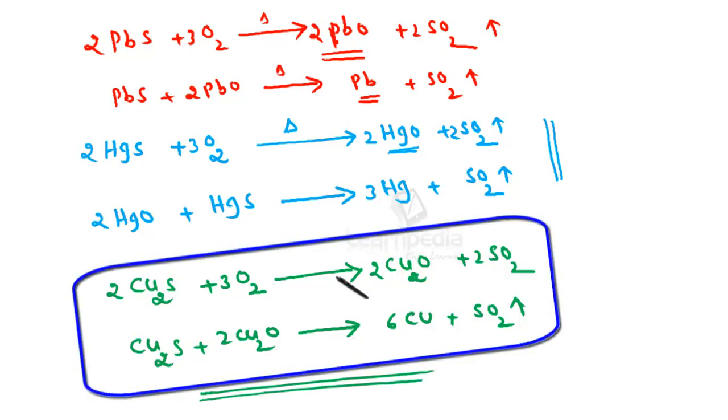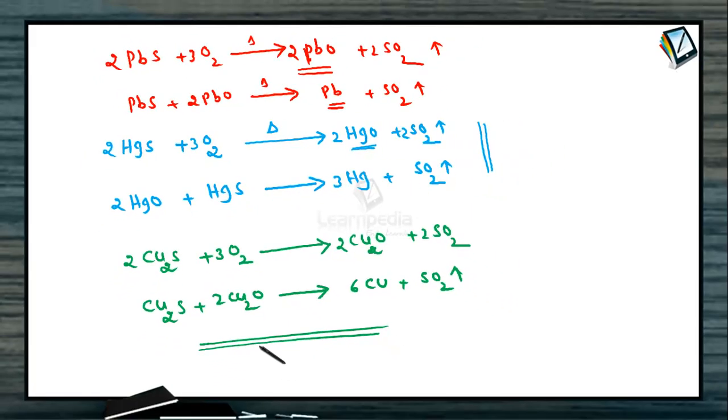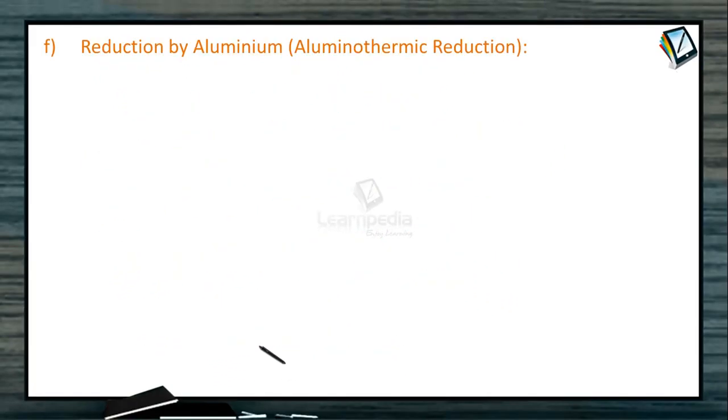And these reactions are generally very important. So, self-reduction is one of the most common methods used in the extraction of lead, mercury and copper. The next reducing agent is aluminium metal, reduction by aluminium, and it is known as aluminothermic reduction.